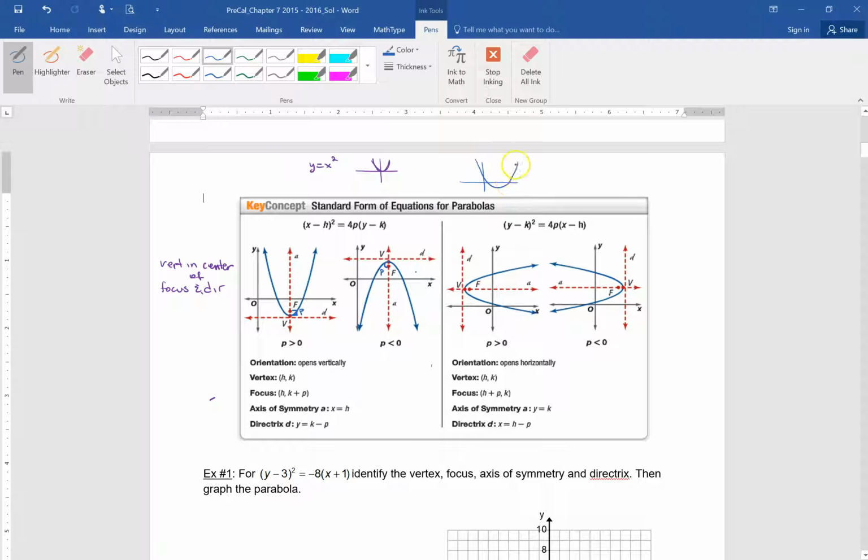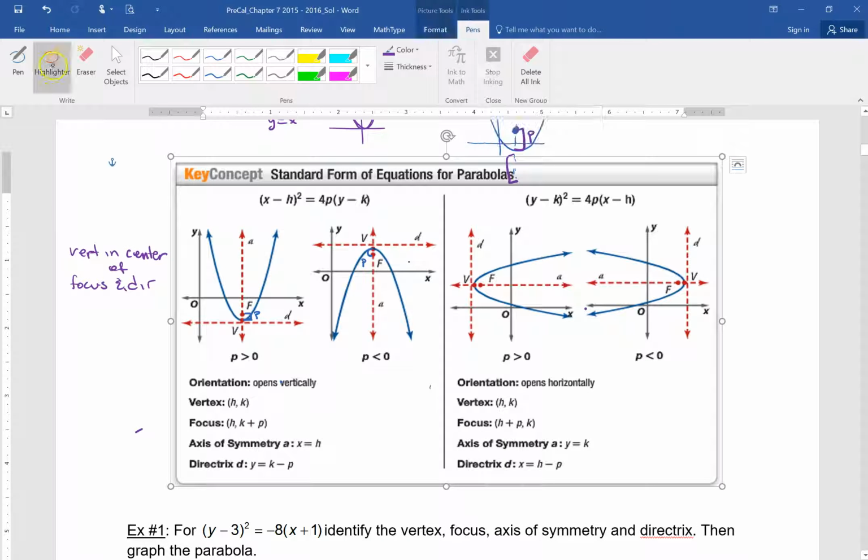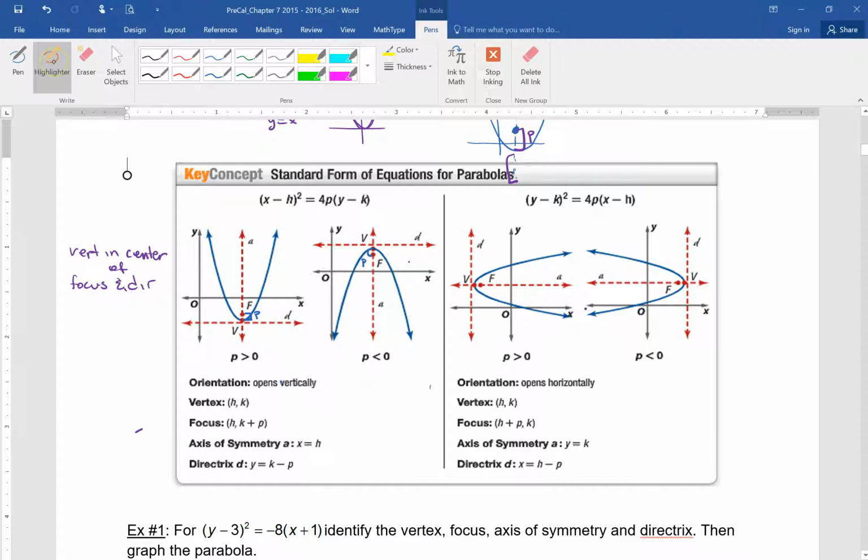If this is your parabola, and that's the axis of symmetry, the focus is somewhere here, okay? And this distance is p, okay? Now, if you go p units down, what do you hit? The directrix, okay? All right. Now, look at this for a minute. If you have a parabola that opens vertically, here is your vertex.